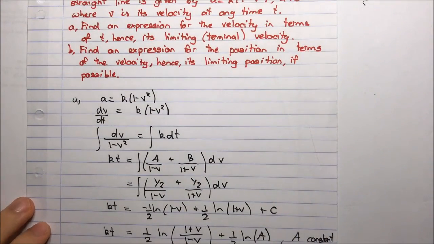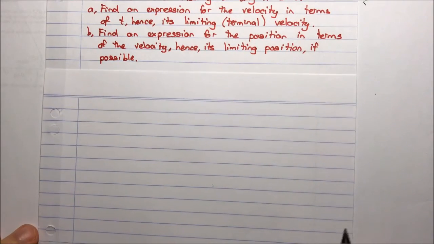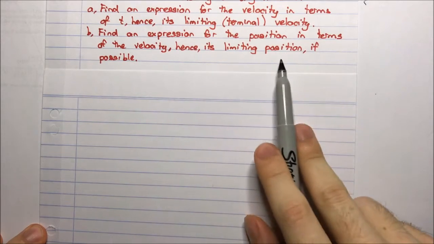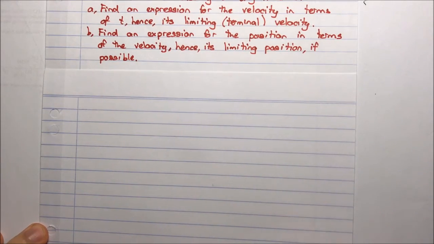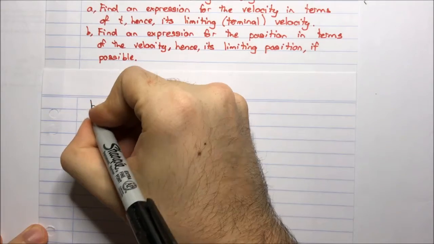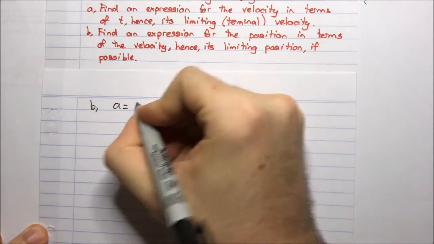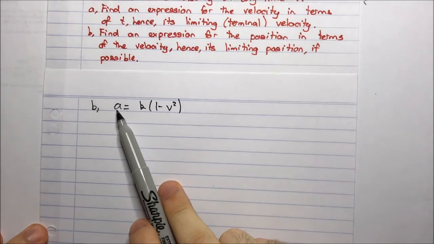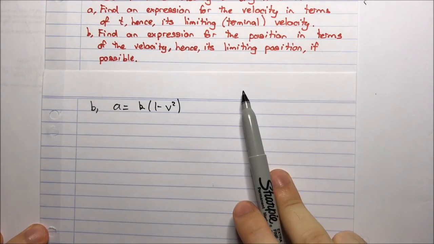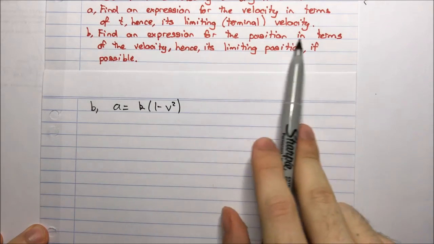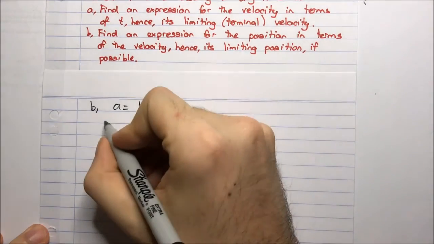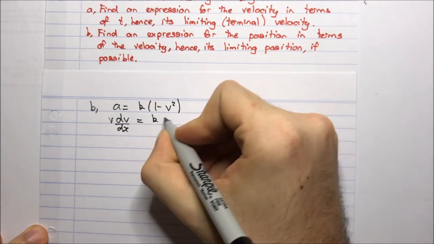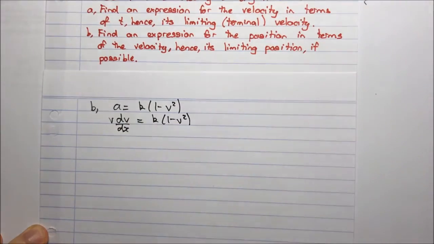Now for part B, let's have a look. For part B, we need to find an expression for the position in terms of the velocity, and then find the limiting position if possible. Just like in the first part, we have that a equals k into 1 minus v squared, but this time our expression for a is going to be v dv/dx, because we want to find position in terms of velocity. So we need something that relates v to x. v dv/dx equals k(1 minus v squared).